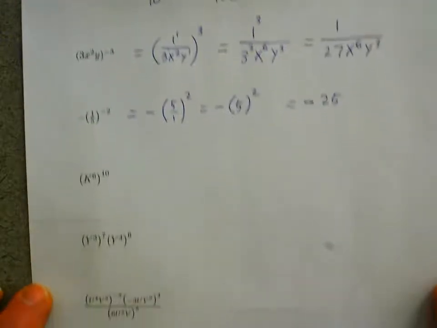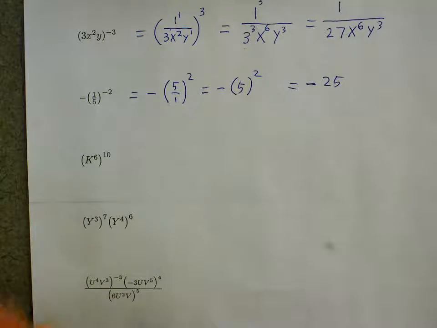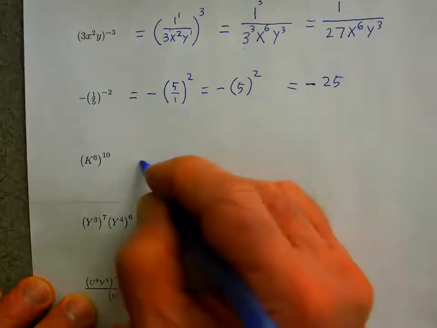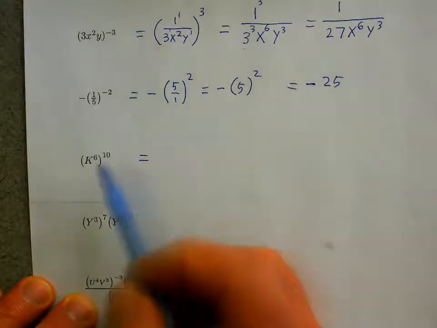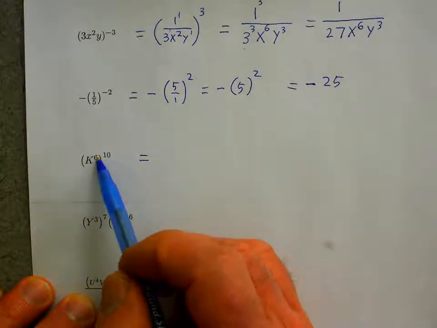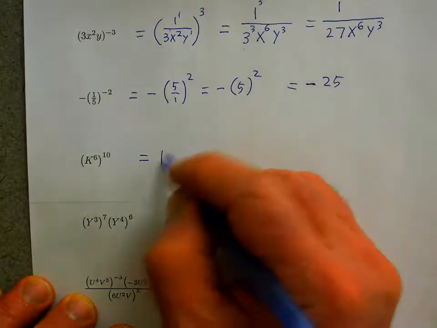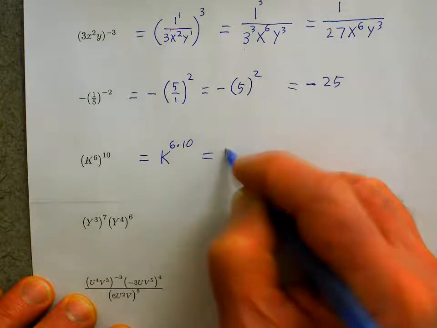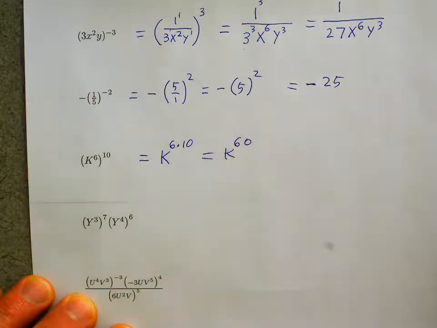The next one is pretty simple. k to the sixth raised to the 10th. So here we just multiply the outer exponent times the inner exponent, k to the 6 times 10, or k to the 60th.